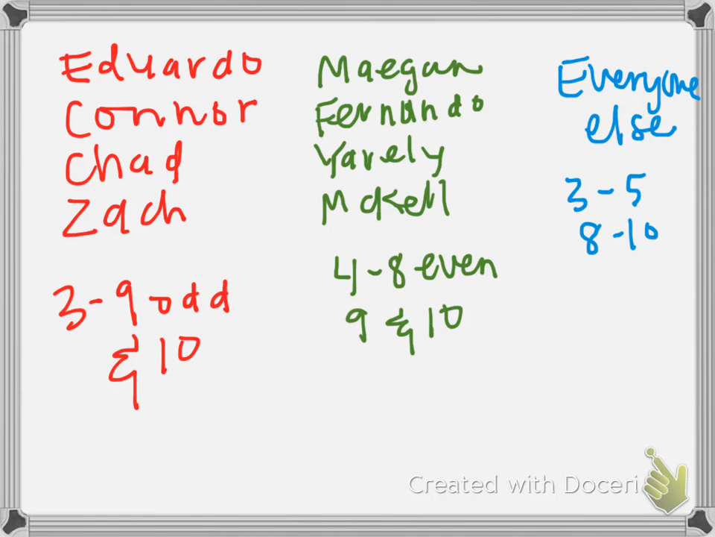Okay, good. So here are your assignments for today. Eduardo, Connor, Chad, Zach, you guys do 3 through 9 odd and 10. Megan, Fernando, Yareli, Mikkel, you guys do 4 through 8 even and 9 and 10. And then everyone else, you guys need to do 3 through 5 and 8 through 10. And go ahead and get started.